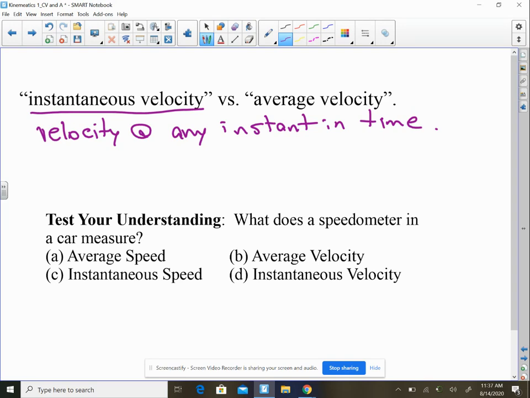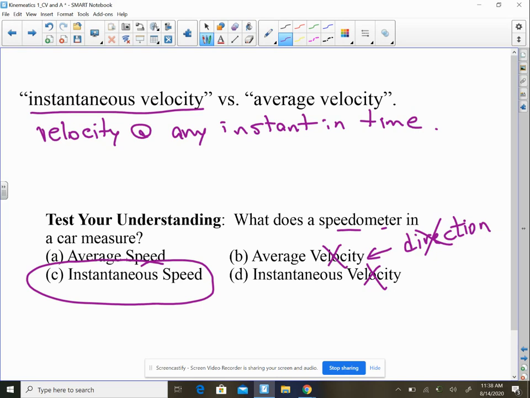Applying what you know about instantaneous velocity to instantaneous speed and average speed, can you answer this next question? What does a speedometer in your car measure? Does it measure average speed, instantaneous speed, average velocity, or instantaneous velocity? So the speedometer does not measure velocity. Why? Because velocity is a vector quantity with both magnitude and direction, and your speedometer does not tell direction. And so it's not B or D. So it's either going to be A or C. Your speedometer tells you your speed at any moment in time. So that gives you your instantaneous speed.